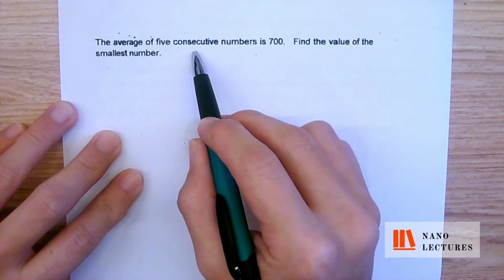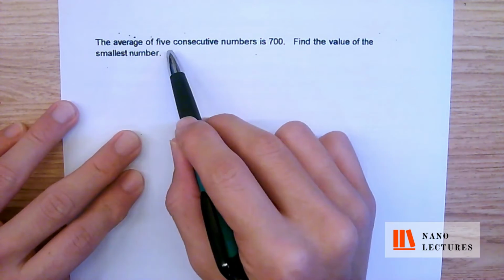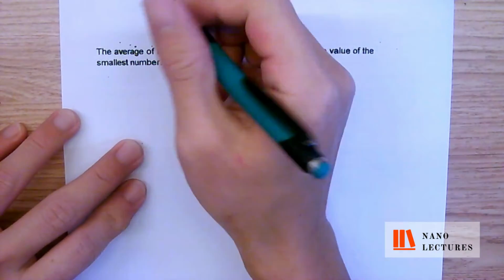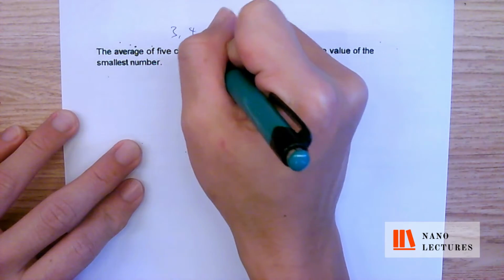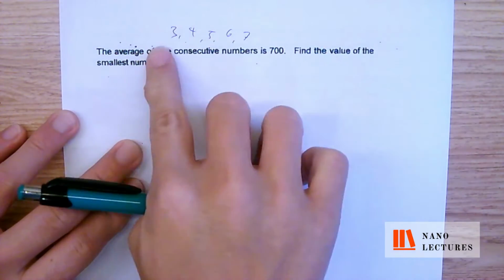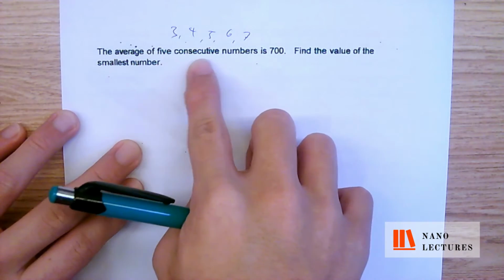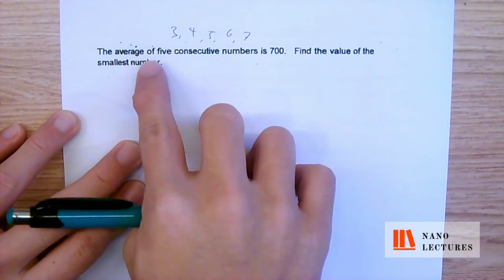The average of 5 consecutive numbers is 700. So at this point in time, I'm going to stop you. What is a consecutive number? Consecutive numbers means they are ongoing. For example, 3, 4, 5, 6, 7. See, it's consecutive. It carries on non-stop. Okay? So they're saying that the average of 5 consecutive numbers is 700. Find the value of the smallest number.